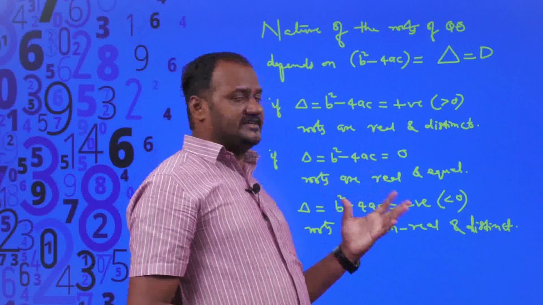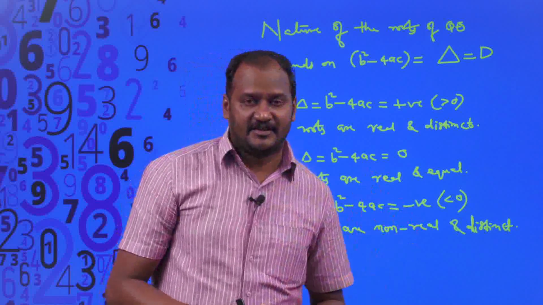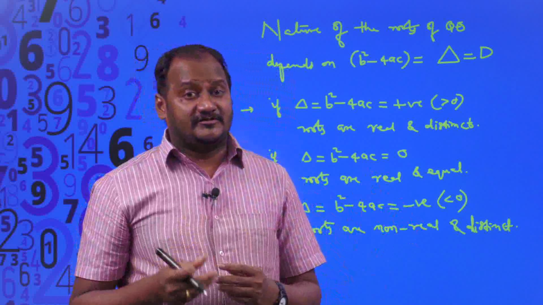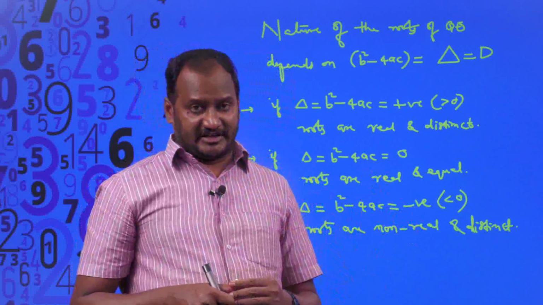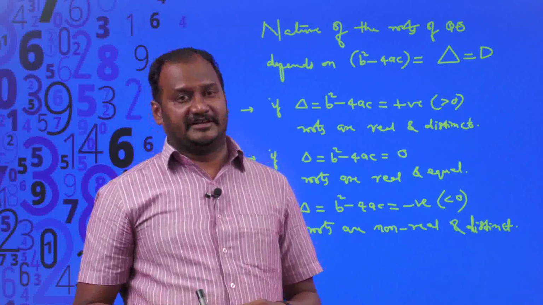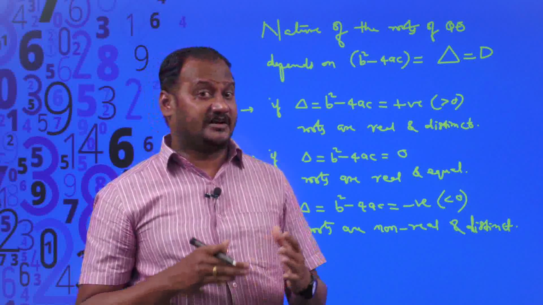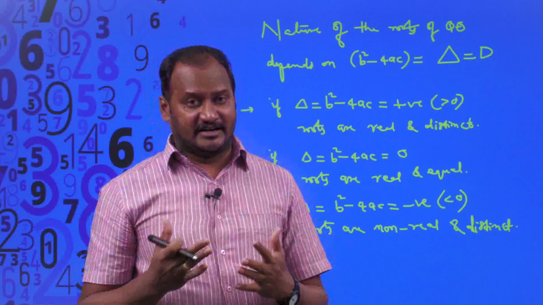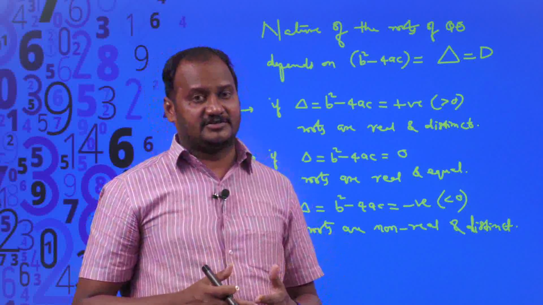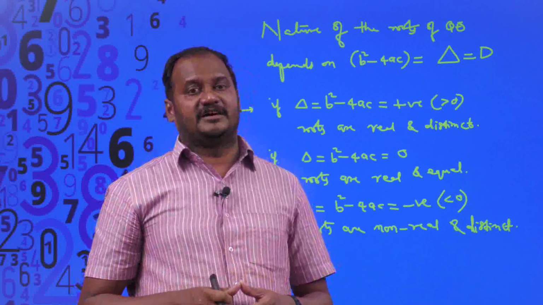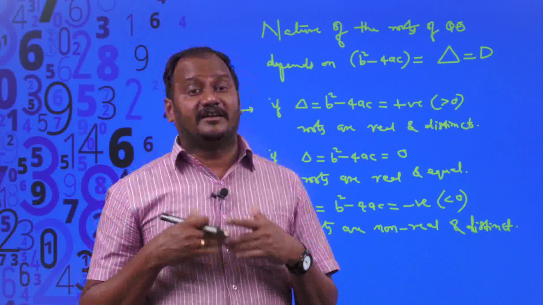So with the help of this information, you can easily figure out, without actually finding the roots of a given quadratic equation, what kind of roots that given quadratic equation has. Either they are real roots. If they are real roots, they are real as well as equal or unequal. Suppose they are not real, then why are they not real?